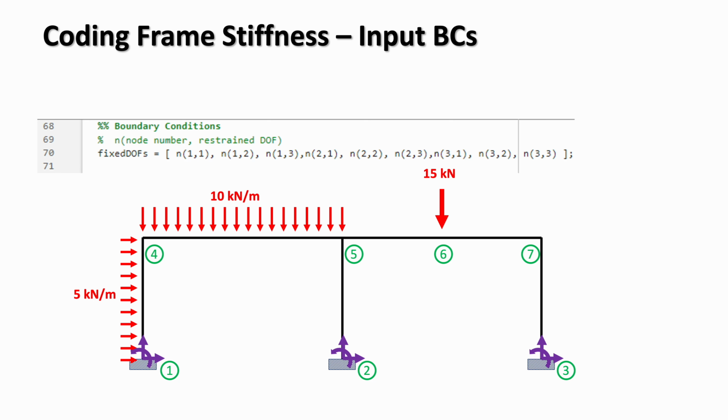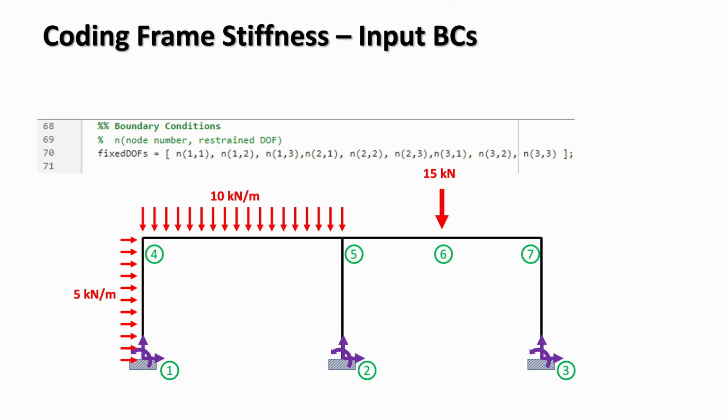In this frame, all three supports are fixed at the base. And this means for each of the support nodes 1, 2, and 3, all 3 degrees of freedom are restrained. The horizontal, u, the vertical, v, and the rotation, theta. To implement this in code, we list the degree of freedom numbers that correspond to those restraints. Because we previously created the matrix n, which maps each node to its 3 degrees of freedom, we can simply reference them like this. n11, n12, and n13 restrain all degrees of freedom at node 1, n21, 22, and 23 restrain node 2, and n31, 32, and 33 restrain node 3.